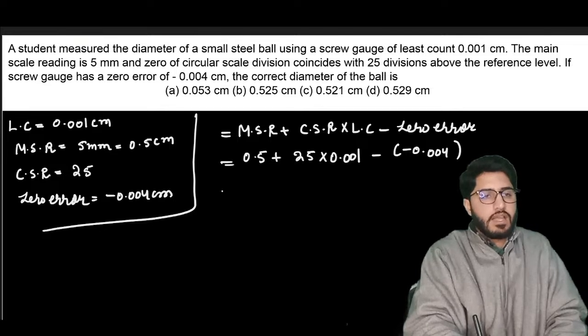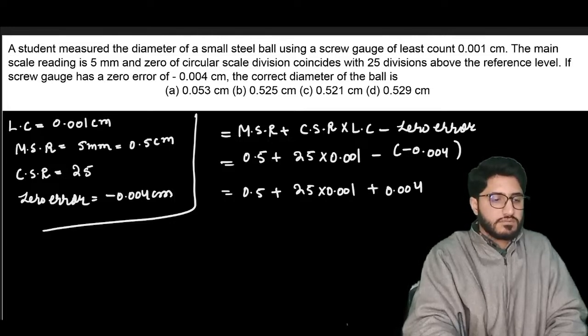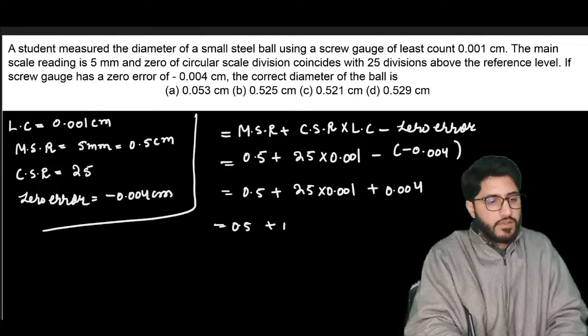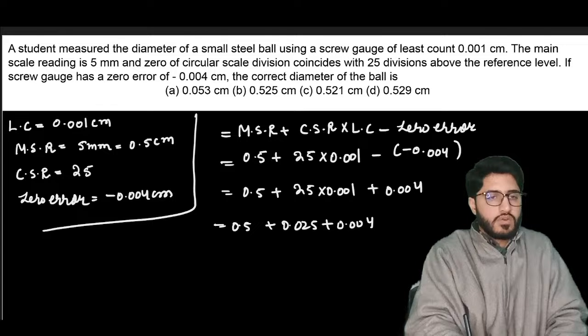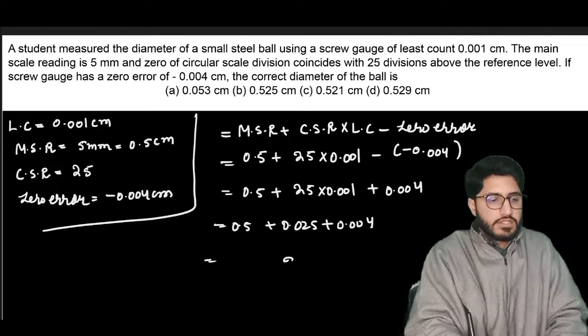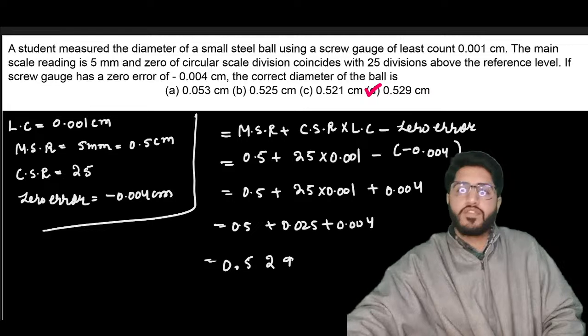So I can write 0.5 plus 25 multiplied with 0.001 plus 0.004. So it is 0.5 plus 0.025 plus 0.004. So it comes to 0.529. I think option D. Yeah, option D is the correct answer.